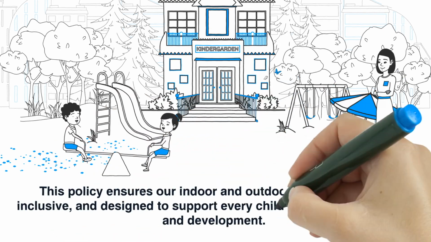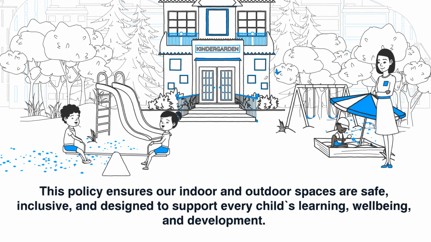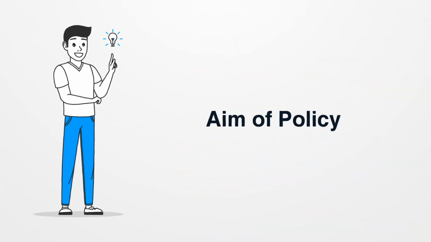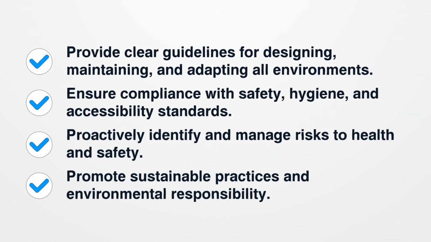This policy ensures our indoor and outdoor spaces are safe, inclusive, and designed to support every child's learning, well-being, and development. The aim of this policy is to provide clear guidelines for designing, maintaining, and adapting all environments, ensure compliance with safety, hygiene, and accessibility standards, proactively identify and manage risks to health and safety, and promote sustainable practices and environmental responsibility.